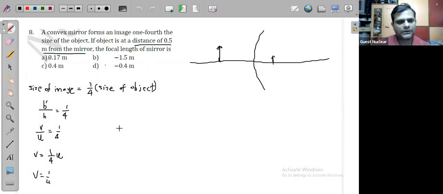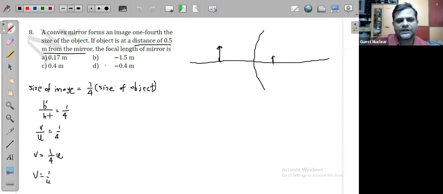Yes, this is what we have done last time. Actually, we are doing question number 8. The question is that a convex mirror forms an image which is 1/4 the size of the object. If the object is at a distance of 0.5 meter from the mirror, then the focal length of the mirror is. So mirror का focal length हमको ढूंढ के निकालना है, और ये दिया हुआ है कि size of image is 1/4 of size of object.